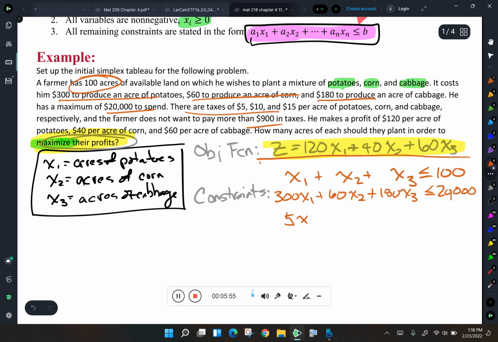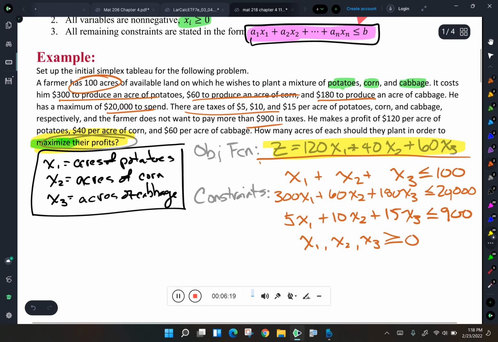So the $5 per acre of potatoes plus the $10 per acre of corn plus the $15 per acre of cabbage can't go beyond the 900 I want to spend. And then of course I've got x sub 1, x sub 2, and x sub 3 all must be greater than or equal to 0. Right? My constraints are all of the proper form, that is, they are all less than or equal to's. My non-negative conditions apply, so this is a standard maximization problem.